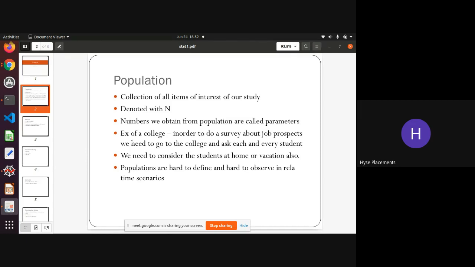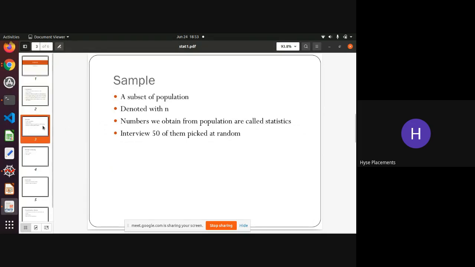So populations are hard to define and hard to observe in real-time scenarios. If the population contains more than millions of points, it takes so much time to understand it. It's a time-consuming process, and it's very hard to perform every operation on each data point of the entire population. So it's very difficult for us. Then what are we going to do?